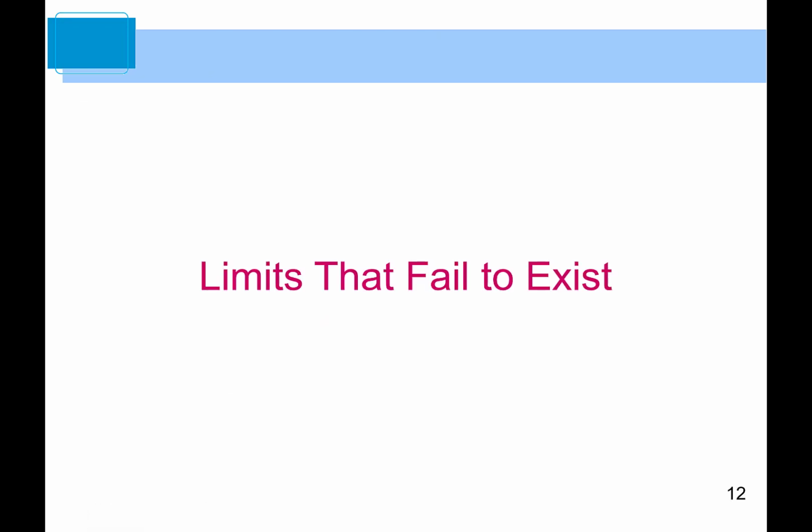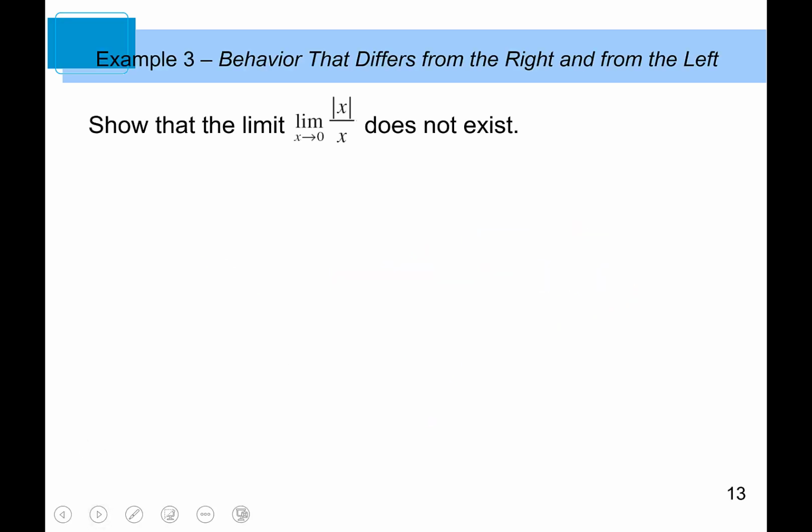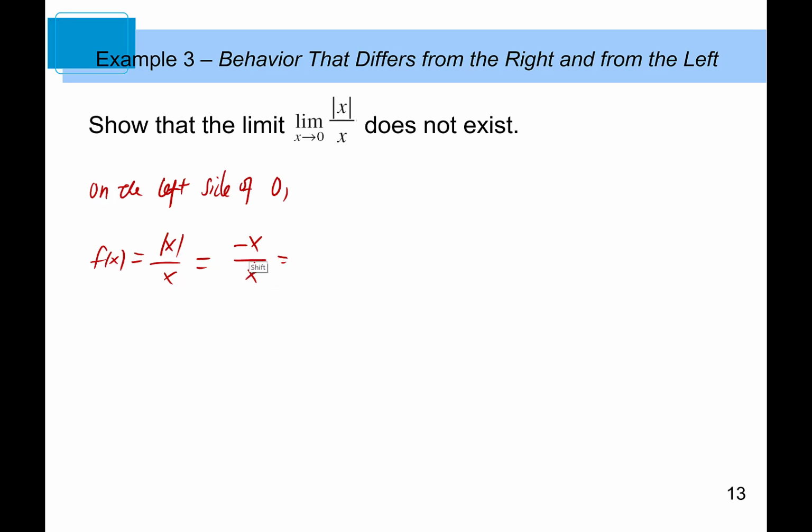So let's take a look at some cases for limits that fail to exist, meaning no limit. Let's take a look at several examples. There are three different cases where a limit does not exist. Behavior on the right that differs from the left shows that the limit when x approaches 0 does not exist. On the left-hand side of 0, our function f of x is equal to absolute value of x over x. Since x is negative there, we get rid of the absolute value, and you get negative 1.